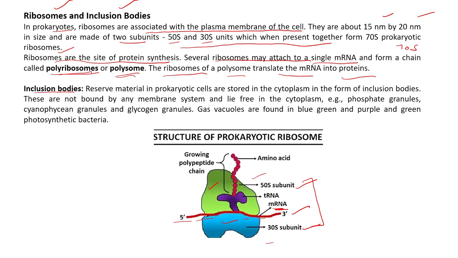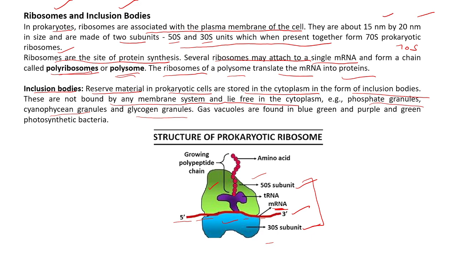Inclusion bodies. Whatever reserve material is present in prokaryotic cells is stored in the cytoplasm in the form of inclusion bodies. They are not bound by any membrane system and they lie freely in the cytoplasm. For example, phosphate granules, cyanophycin granules, and glycogen granules. Gas vacuoles are found in blue-green algae and purple and green photosynthetic bacteria.